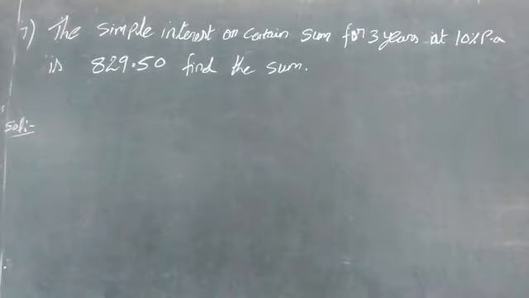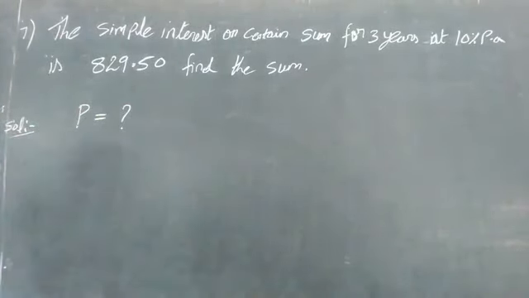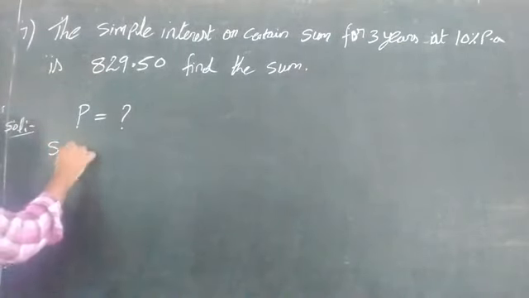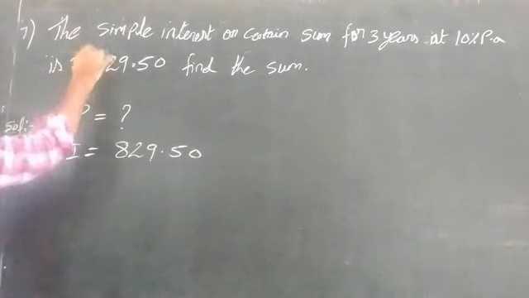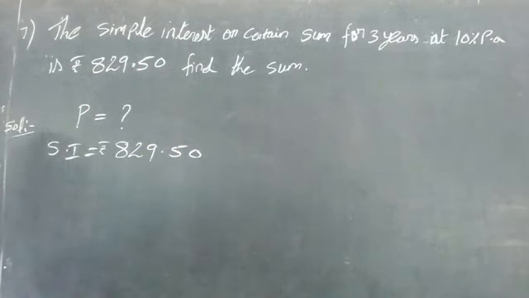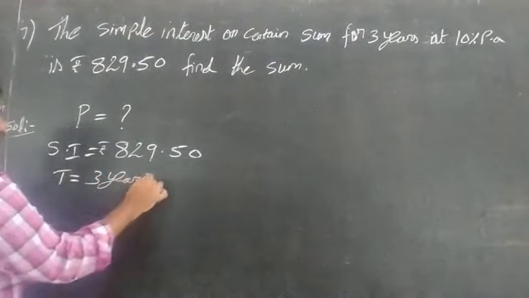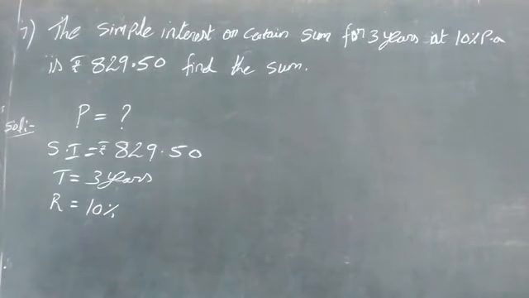In this question, what do we have to find first? The sum, P is equal to question mark. Keep it like that. Next, what is given? The simple interest on a sum of money for 3 years at 10% per annum is 829.50 rupees. That means interest is given for us, I is equal to 829.50 rupees, 50 paise. The time is given as 3 years. Rate is given in the form of 10% per annum.